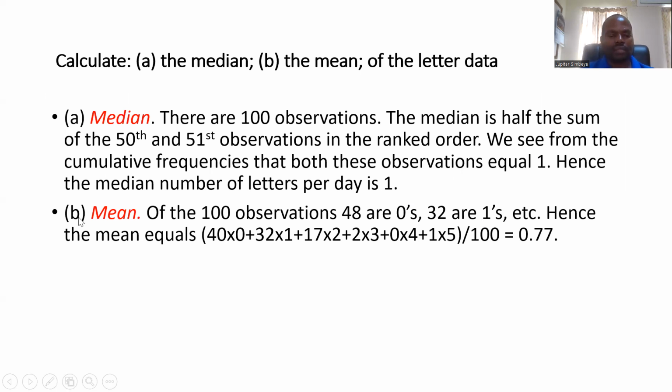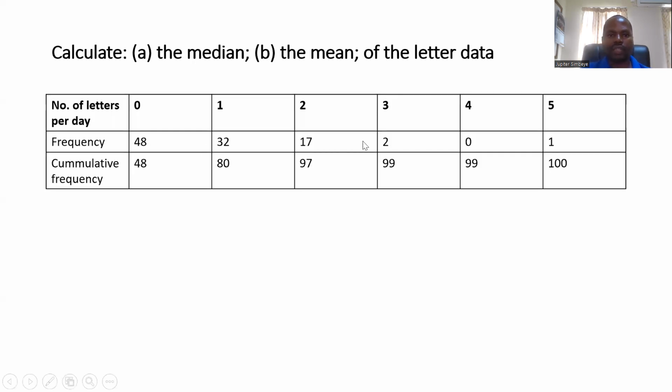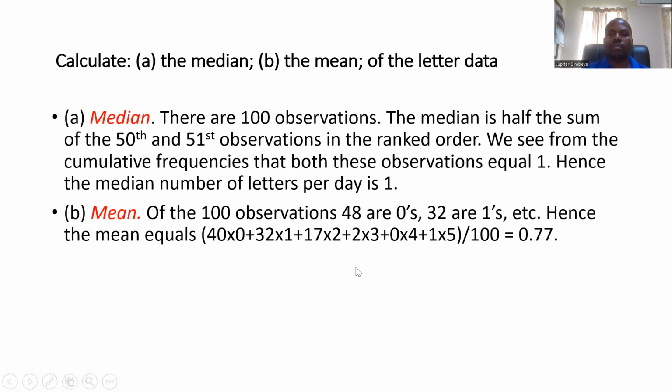The mean, now the mean basically of the 100 observations: 48 are zeros, 32 are ones, 17 are twos, 2 are threes, 0 fours, 1 five. Hence, the mean equals, sorry, this should not be 40, it should be 48.